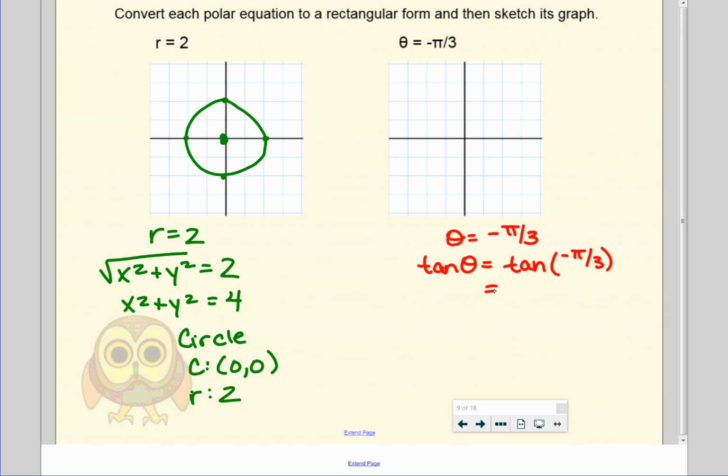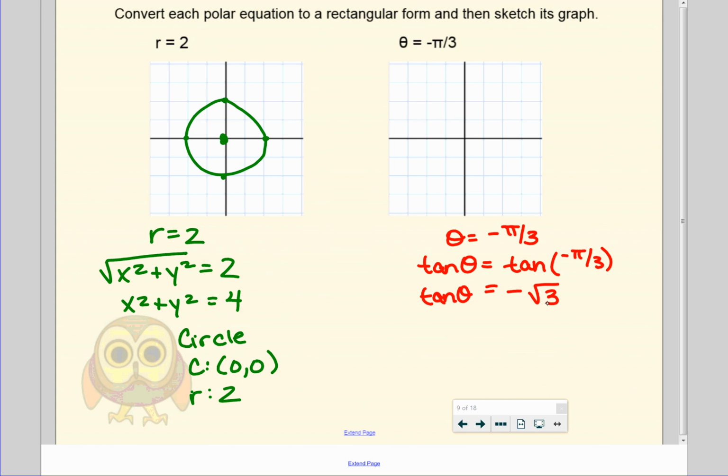Is tangent even or odd? Odd. So what can I do with that negative? Bring it to the front. Okay, can you tell me what the tangent of pi over 3 is? The y divided by the x at pi over 3. What is it? Rad 3. That's it. So negative rad 3.